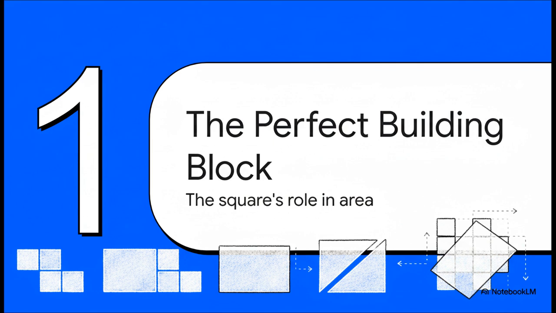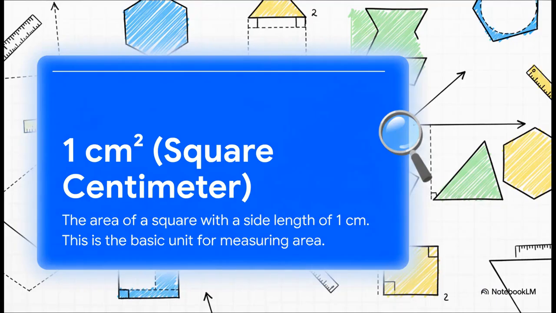Well, it all starts with one single, perfect little building block. And here it is, the humble square centimeter. You can think of it as our little Lego block for measuring space. The area of any shape, it doesn't matter how weird it looks, is really just the answer to one simple question: how many of these little squares would it take to cover the whole thing? It really just comes down to counting squares.